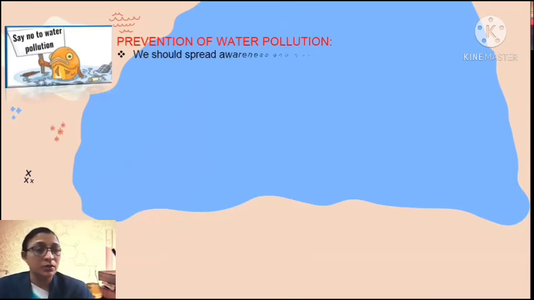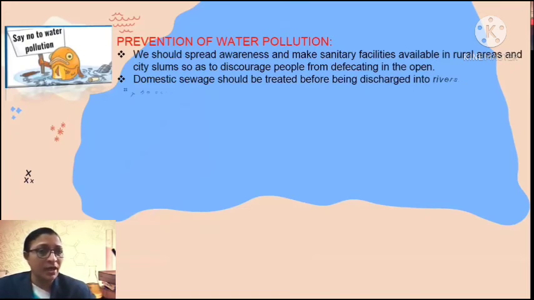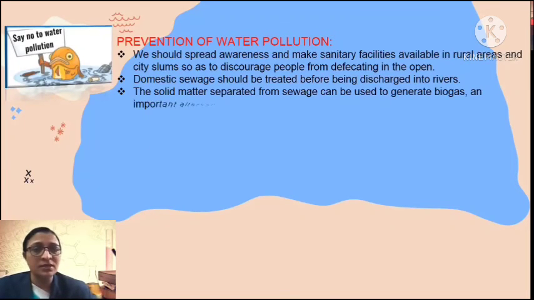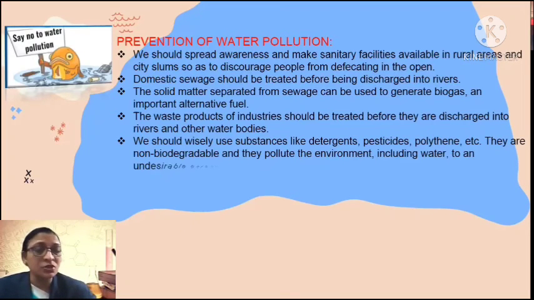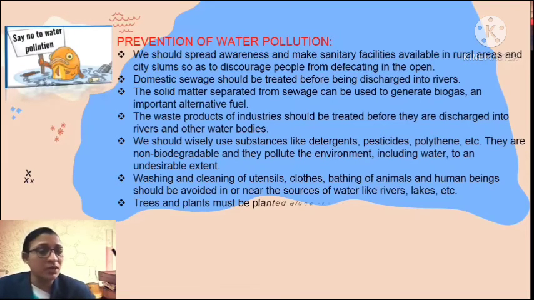Let us turn to the different methods to prevent water from pollution. We should spread awareness and make sanitary facilities available in rural areas as well as city slums so as to discourage people from defecating in the open spaces and near the water bodies. Domestic sewage should be treated before being discharged into the rivers.